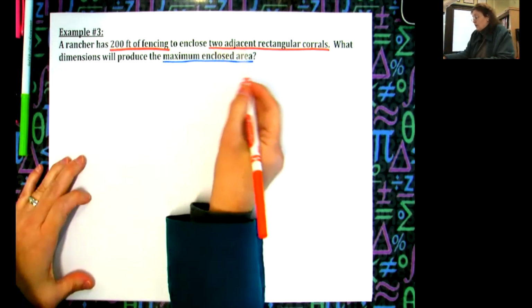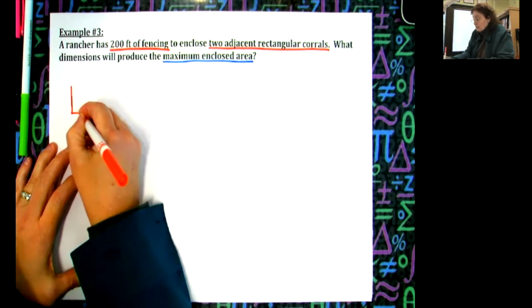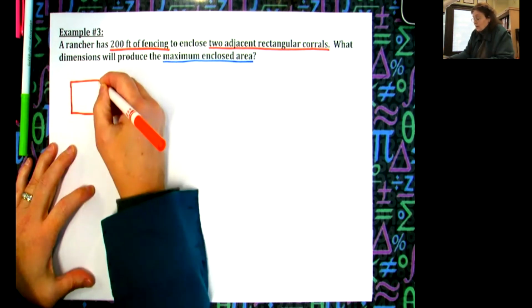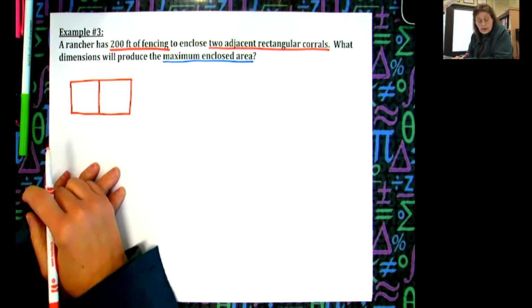I need 2 adjacent rectangular corrals, so basically 2 rectangles. I'm going to draw one great big rectangle, and then I'm just going to put a line down the middle. This is what adjacent rectangles would look like. Obviously not drawn to scale again.